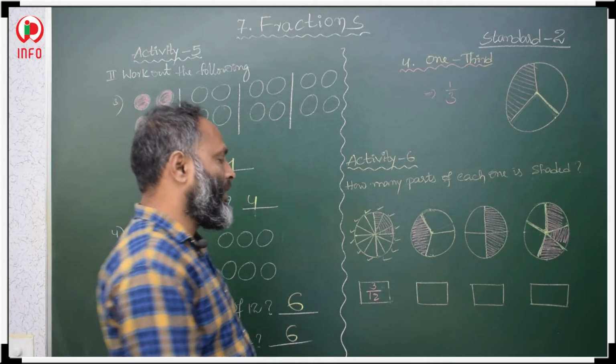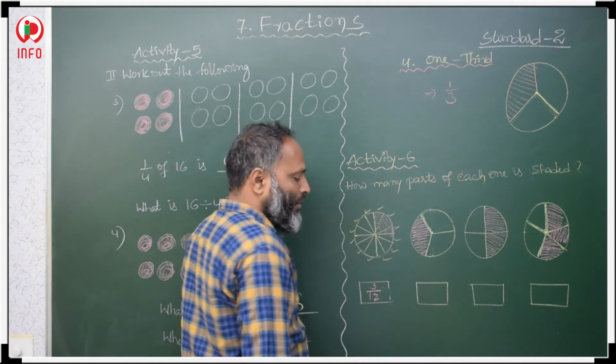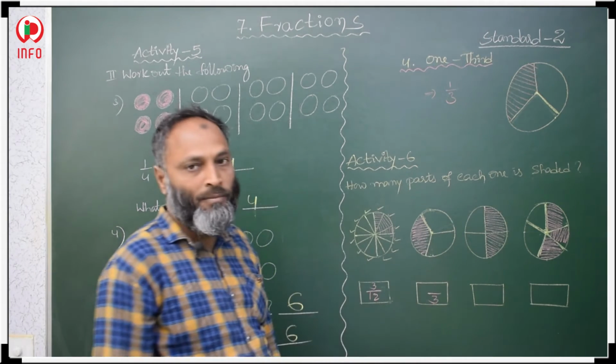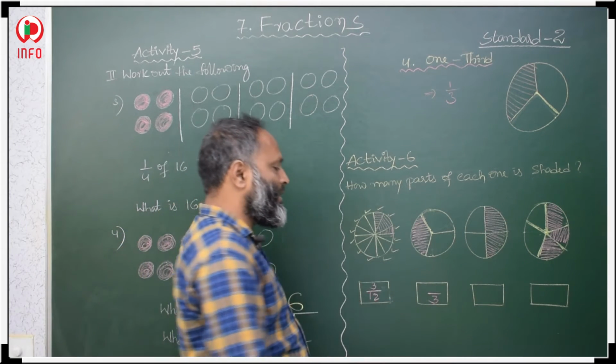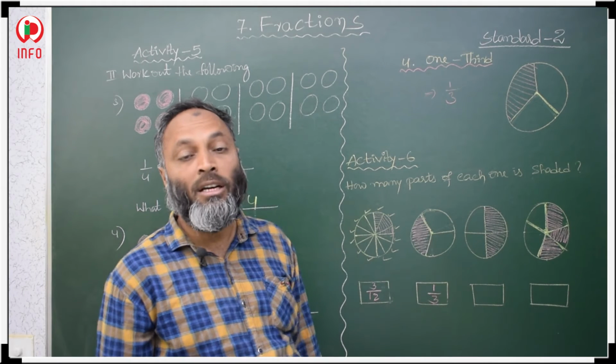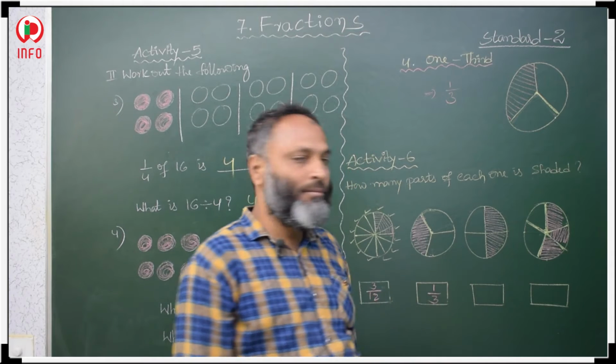Okay. Now, here total 3 parts, 1, 2, 3. Total how many parts? 3 parts, that we have to take in the denominator. And one part is shaded, that is 1/3. It is also read as one-third.